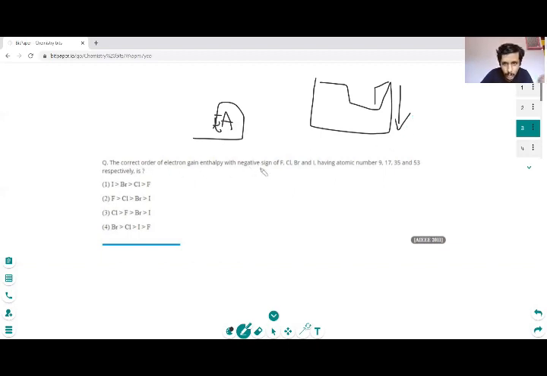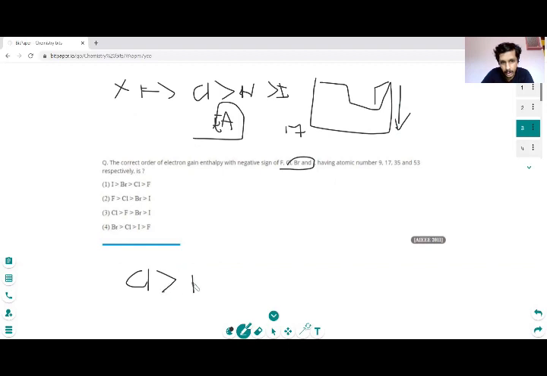We are asked for the correct order of increasing trend. So electron gain enthalpy decreases when you go down the group. Here they all belong to the same group, that is group 17. So intuitively, what we think is that fluorine has the higher electron gain enthalpy compared to chlorine, bromine, and iodine. But it is wrong. Intuitively it is correct, but there is an exception. That is, chlorine has higher electron gain enthalpy than fluorine, and then the order follows.